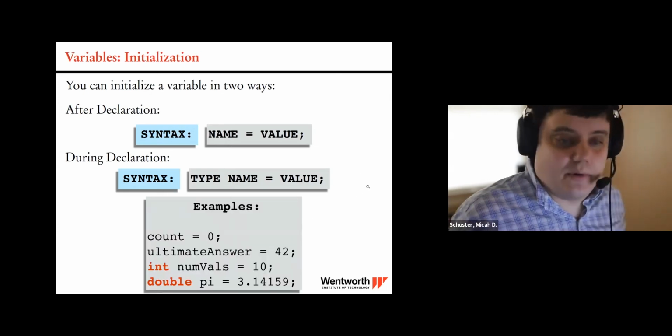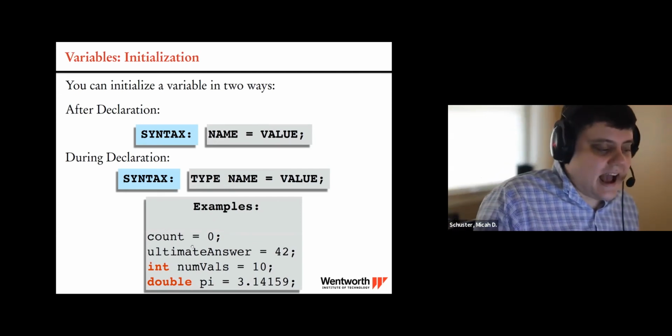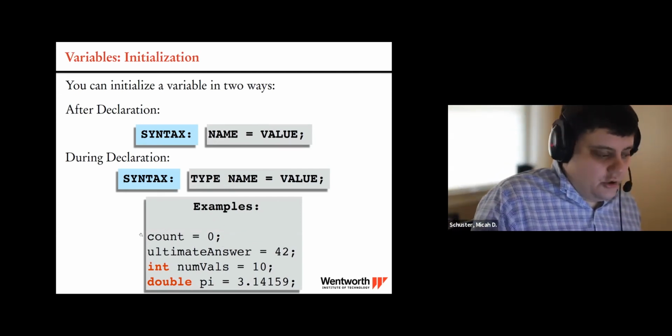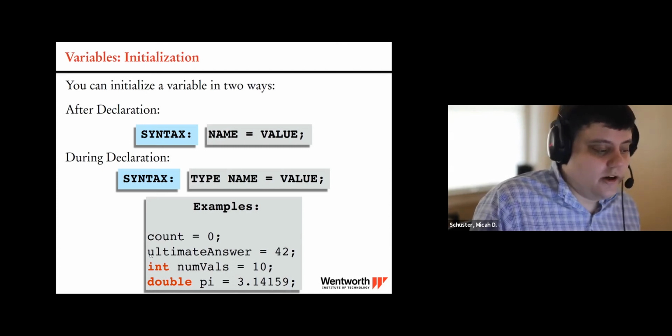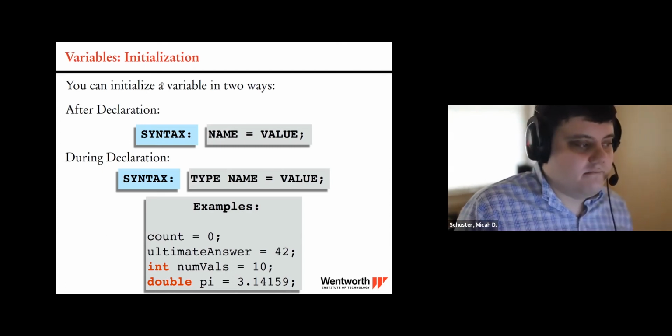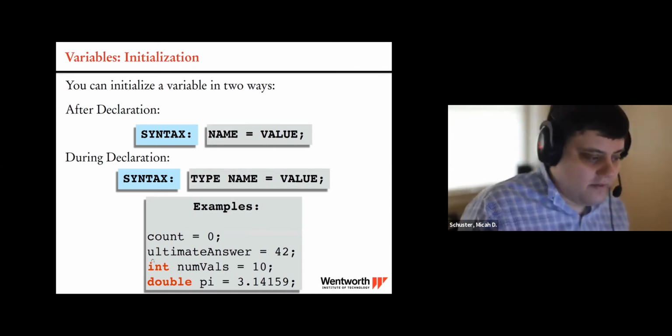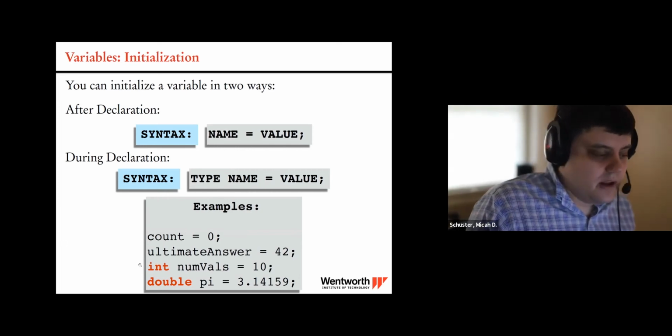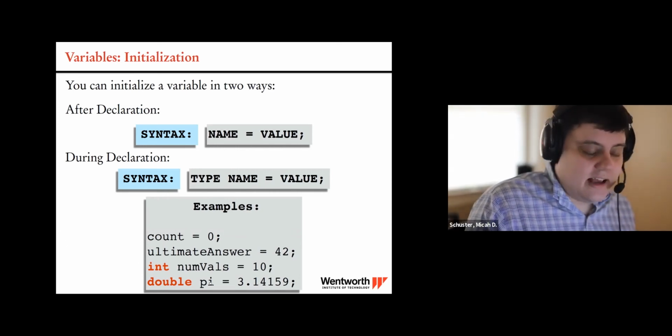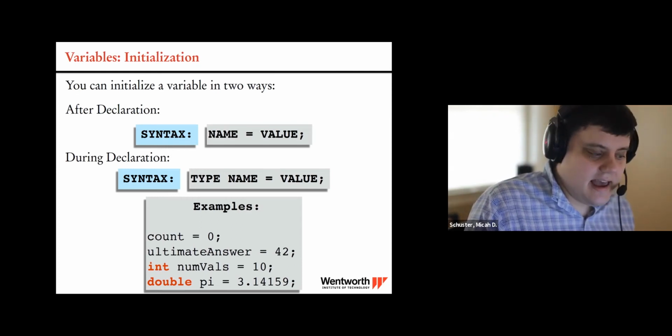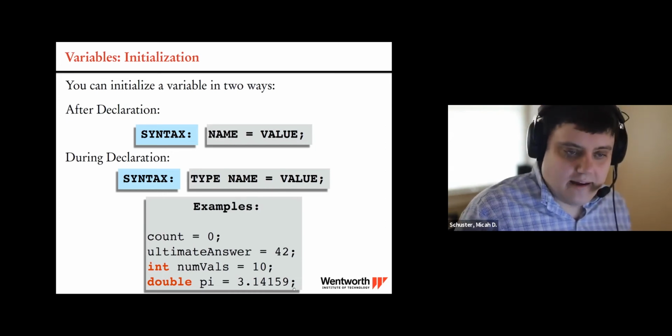So here's a few examples. Here's that count equals 0, semicolon. Presumably count and the next one, ultimate answer, were declared somewhere above this little snippet in my code. Whereas the next two, numvals and pi, are being declared. So numvals is an int, and it's initialized to 10. Pi is a double, and it's initialized to 3.14 and a little bit of change.